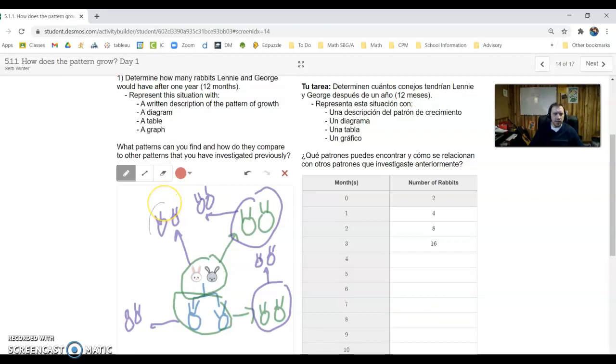So this set of rabbits, right, is going to have 2 more. This set of rabbits is going to have 2 more. This set has 2 more, and so does this one, and this one, and this one. This set of rabbits, right, this is a new one, has 2 more. And let's see, our original set of rabbits is going to have 2 more. Oh man, that's a lot to count.